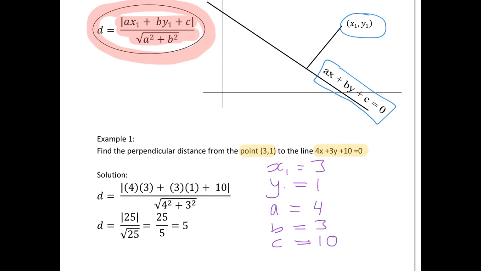So then all we have to do is fill these numbers into our formula. So we end up with 4 times 3, which is 12, plus 3 is 15, plus 10 is 25, all over the square root of 4 squared, which is 16, plus 3 squared, which is 9, adding up to the square root of 25, which is 5. So it's 25 divided by 5, which gives us a perpendicular distance of 5 units.